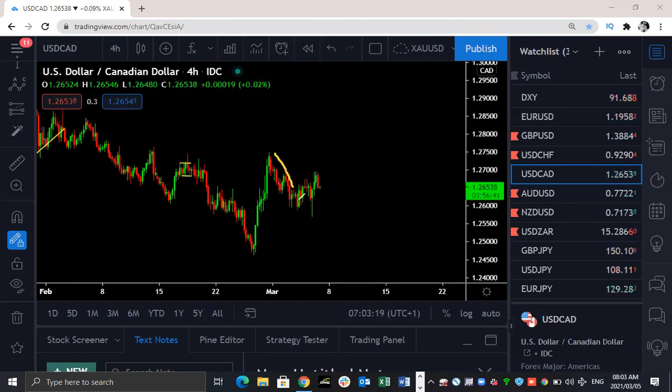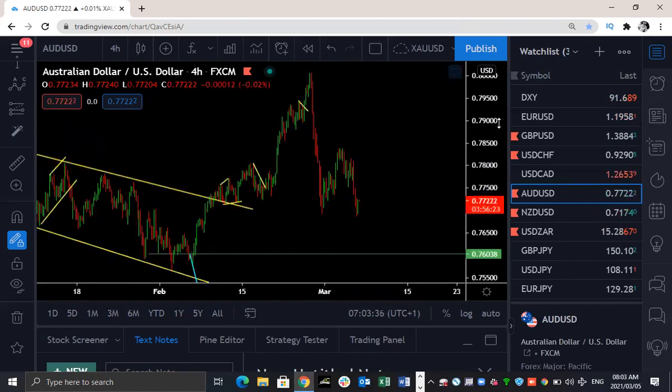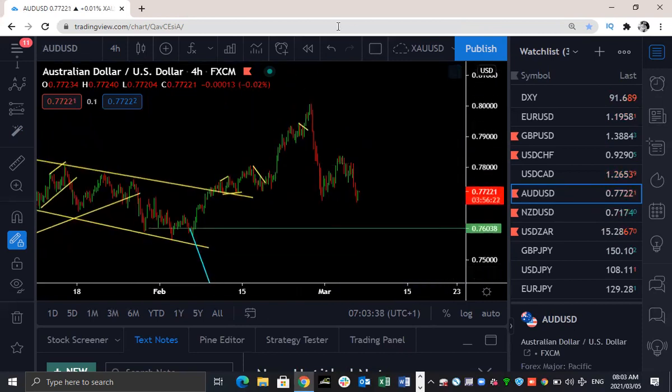Either that or you're getting this. Okay, so that's a possibility that this can come down here and then make a move to the upside like that. Essentially, we're looking for a three-wave pullback before we come down again. I think you all know by now why we are not looking to buy US dollar CAD.